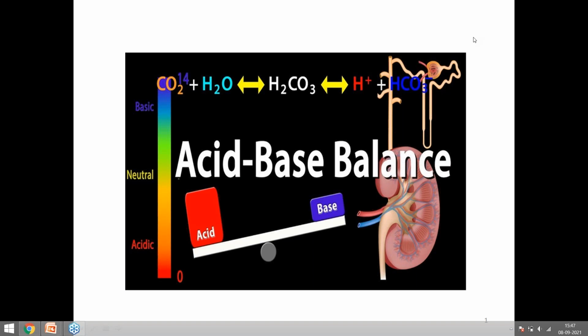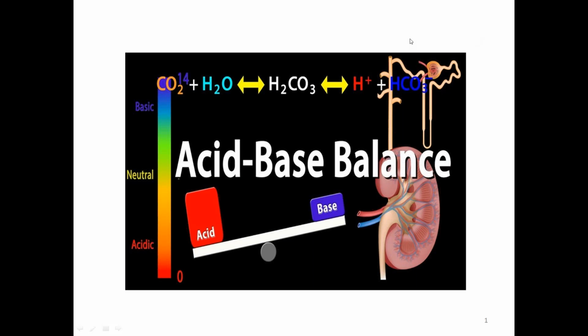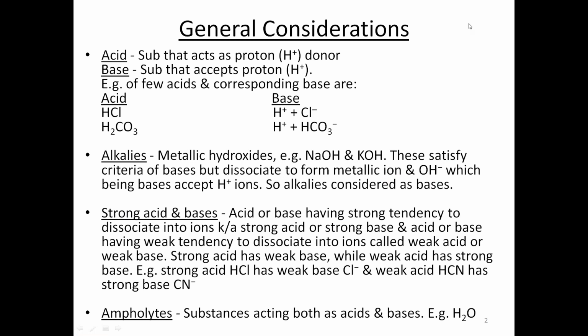Get started. What is an acid? Does anyone know? So a substance that acts as a proton donor is called an acid. And what is a base? A substance that acts as a proton acceptor. Okay, and these are some examples of a few acids and their corresponding bases.